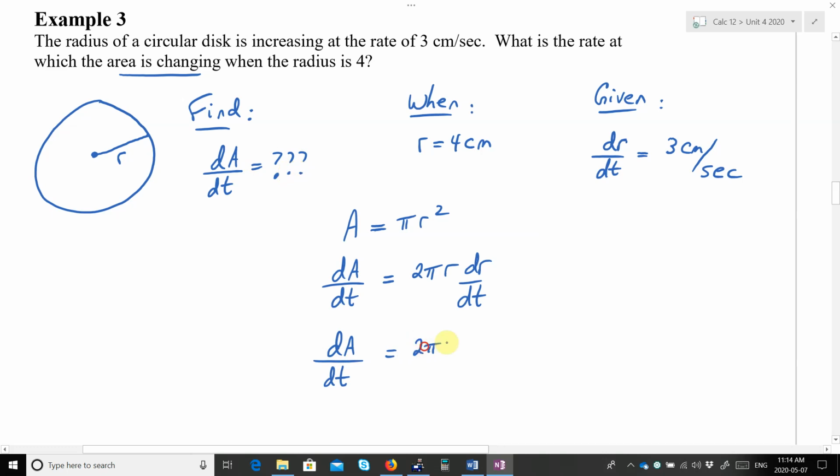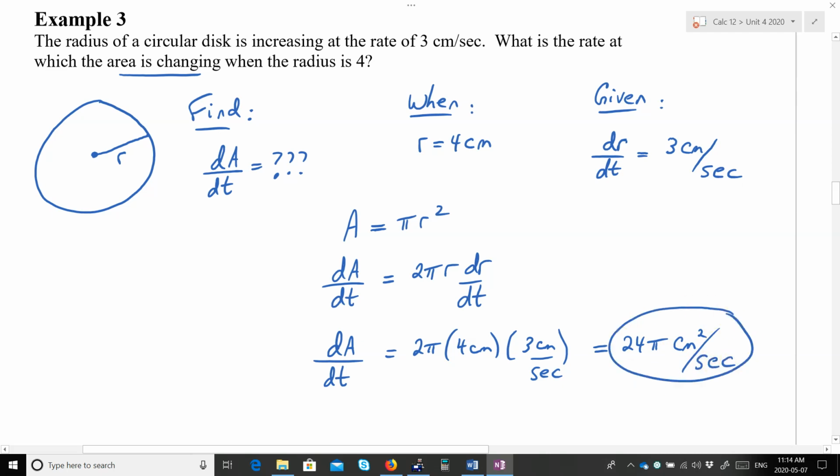So you go 2π. We want this change in area with respect to time at the instant that the radius is 4 centimeters. And the dr/dt is 3 centimeters per second. Okay, so we end up getting 2 times 4 is 8, times 3 is 24, so we're going to get 24π, and we have centimeters squared per second. It's the change in area with respect to time, and you can see centimeters squared are area units.